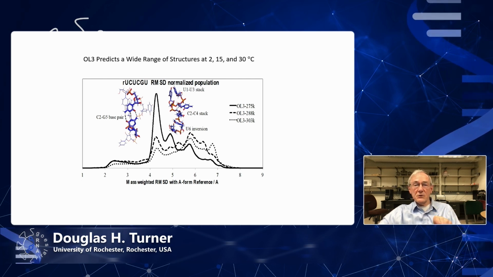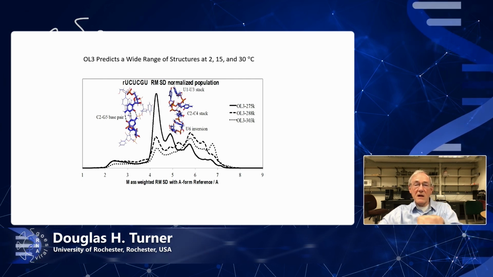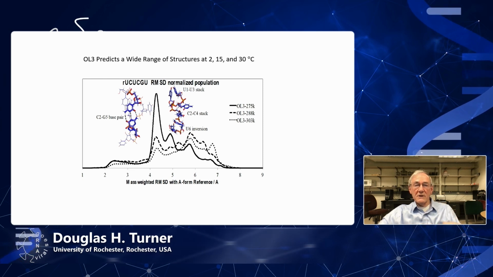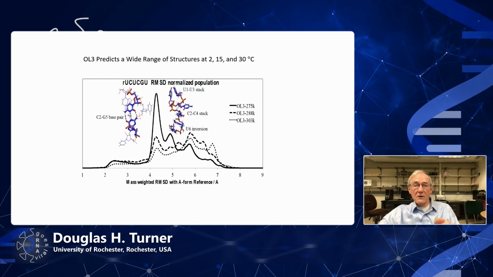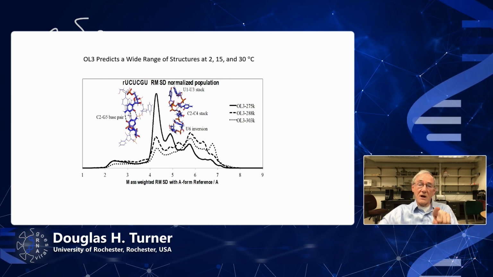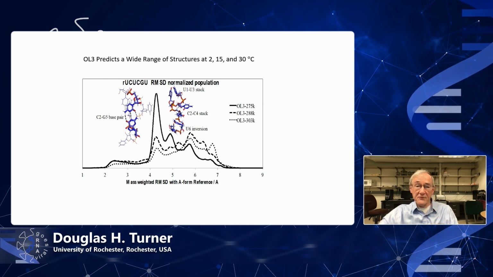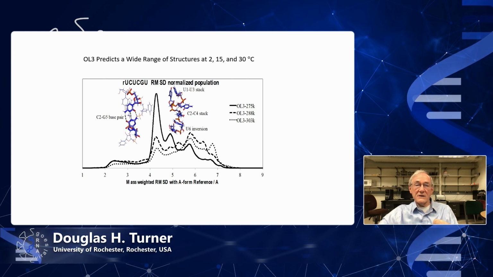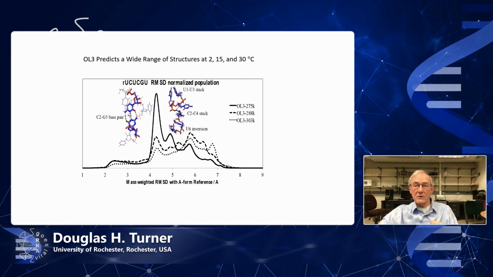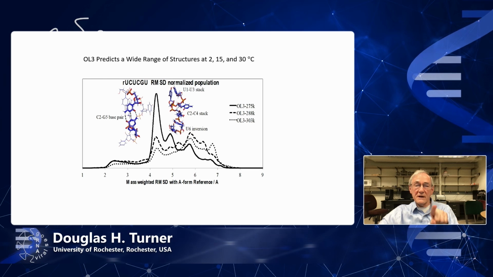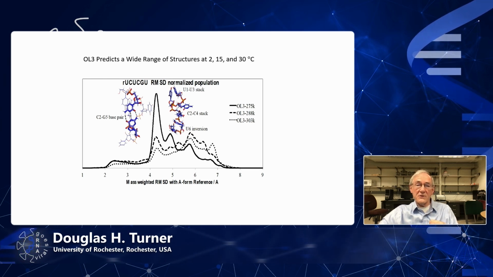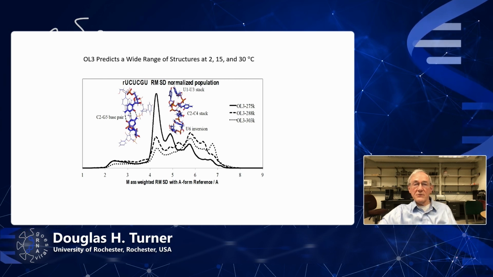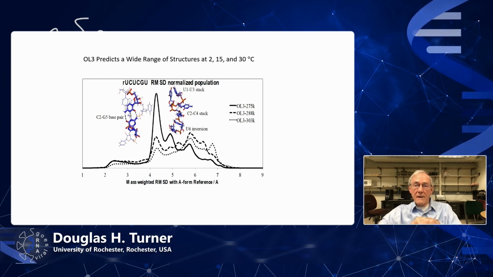The 2-degree data is the solid line, and on the left-hand side of the first mountain that you see is one of the conformations that's predicted half of the time, and that actually has a C2 G5 base pair. There's no NMR data that's consistent with that at 2 degrees or at 15 degrees for that matter. So that's one thing that's clearly wrong.